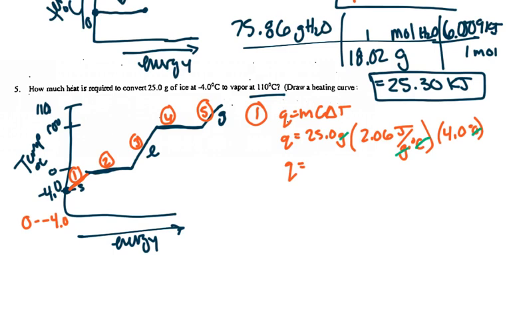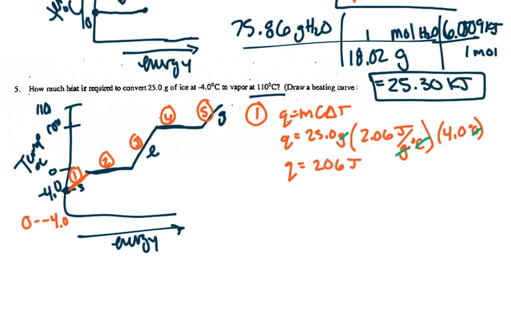I had 2 sig figs and 3 sig figs, so my answer should be in 2, so that's really 200, but I need 2 sig figs. So I'm going to put it in scientific notation. Actually, you know what I'm going to do? Let me start with 206.